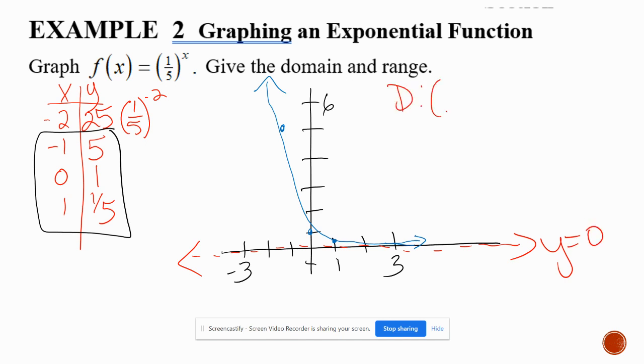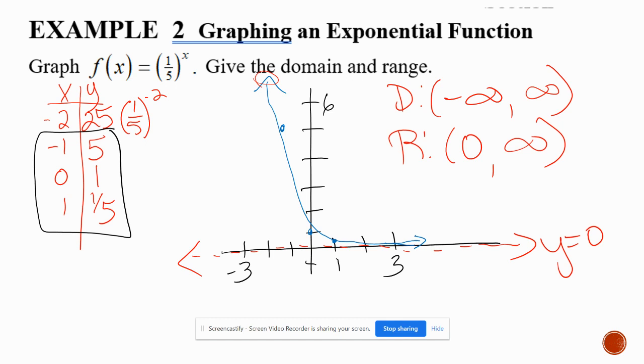Our domain here is negative infinity to infinity. Our range, our asymptote is still at y is equal to 0 because we haven't had a shift up or down. And so we have 0. Our arrow here is going up, positive infinity. So 0 to positive infinity.